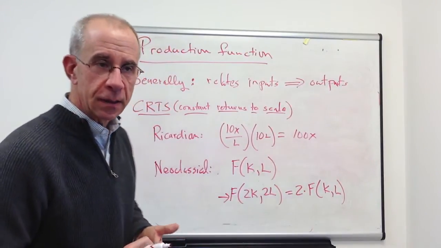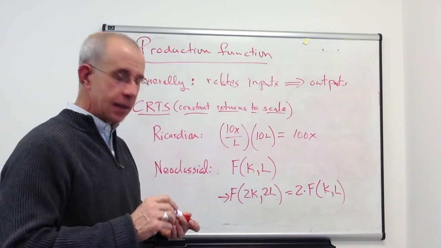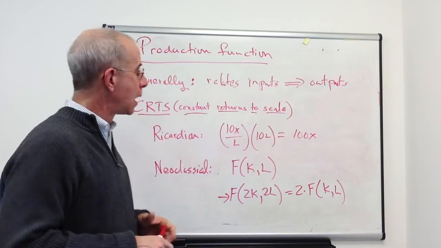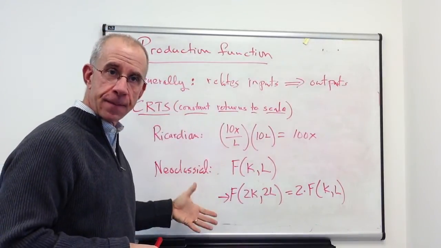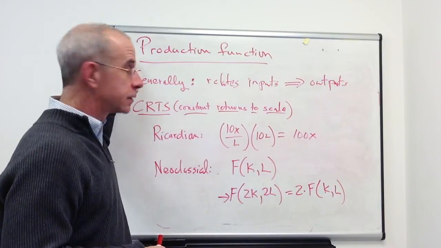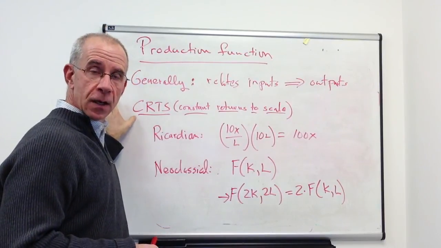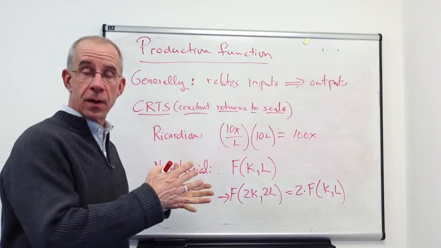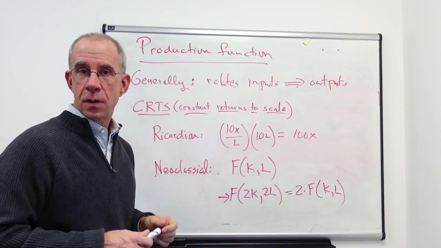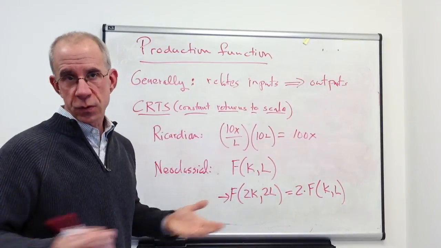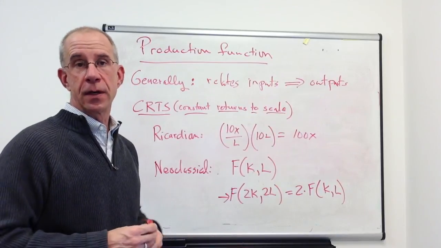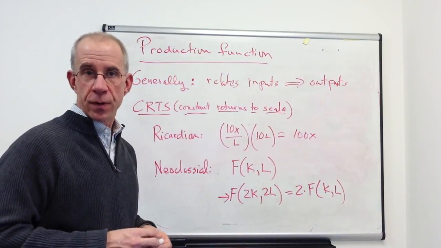So we're going to be using this idea of a production function any number of times in this course. So keep in mind these attributes. One, more generally what a production function does, and also that we're going to be assuming constant returns to scale, both in a Ricardian context and also in a neoclassical context, both of which will be used to look at the patterns of trade and the impact of trade on an economy and the people within that economy.